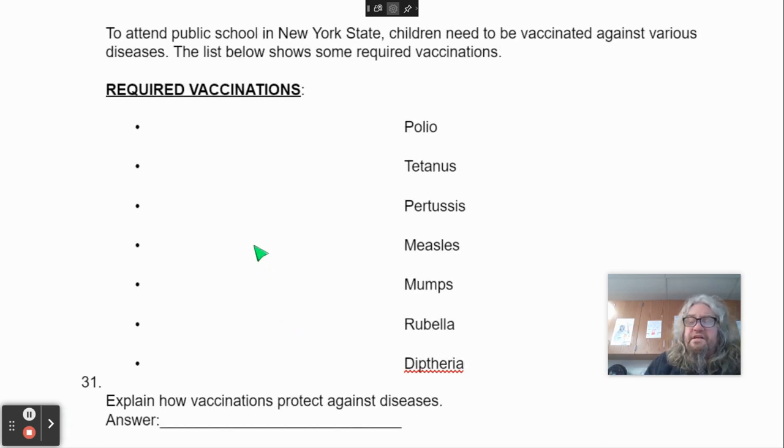Another constructed response, where you're going to write out your answer. To attend public school in New York State, children need to be vaccinated against various diseases. The list below shows some required vaccinations: polio, tetanus, pertussis, measles, mumps, rubella, and diphtheria. Explain how vaccinations protect against diseases.